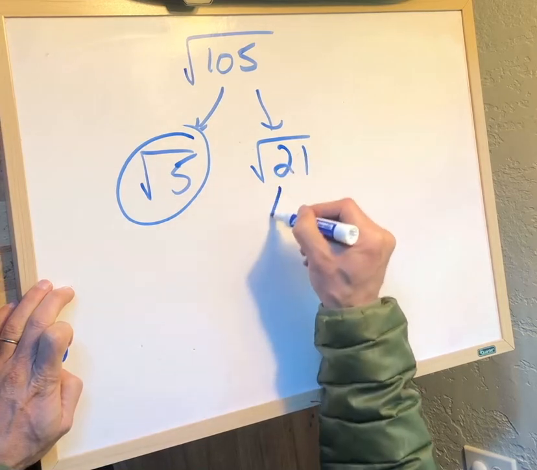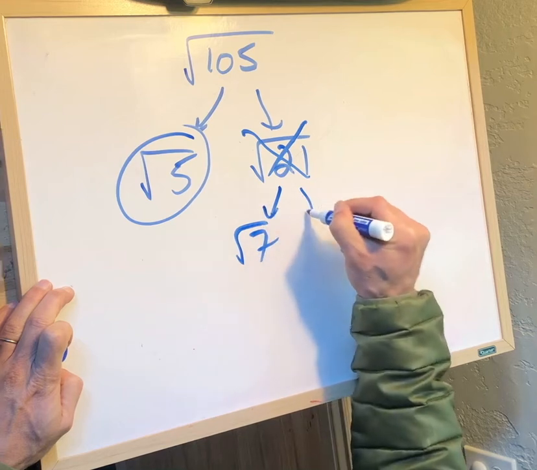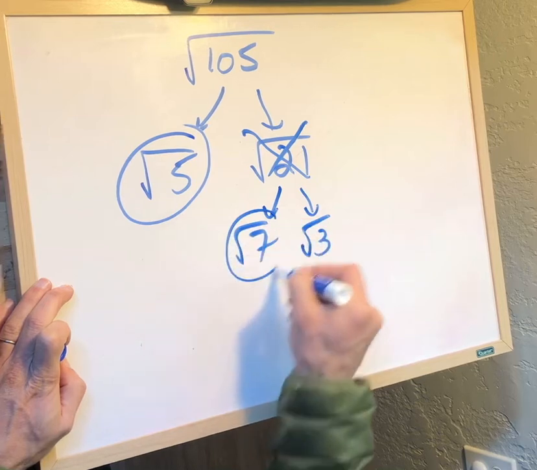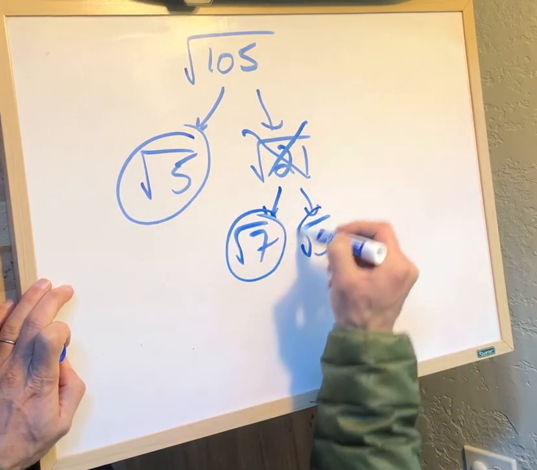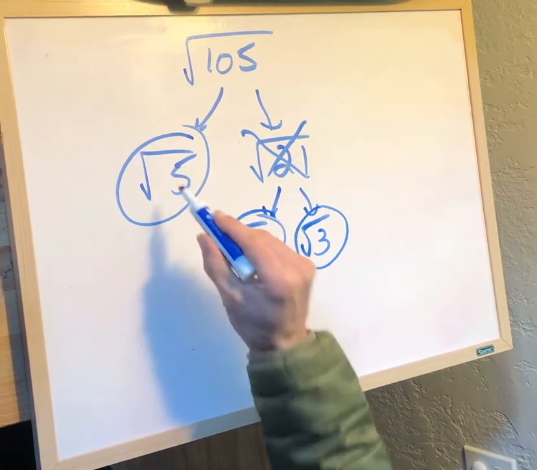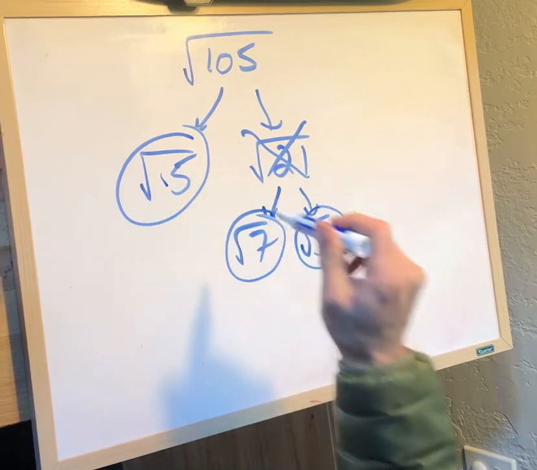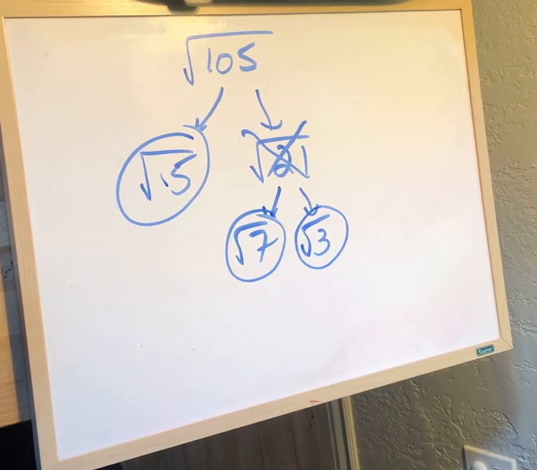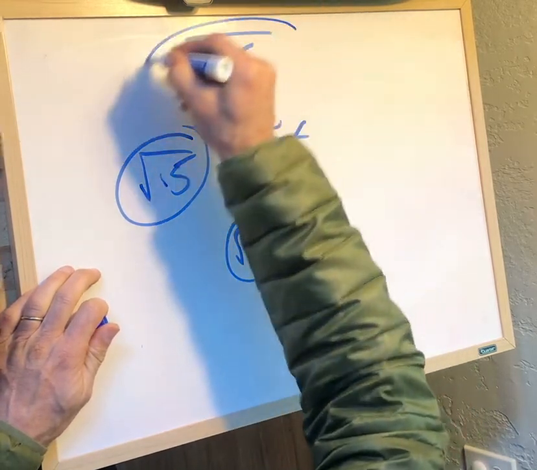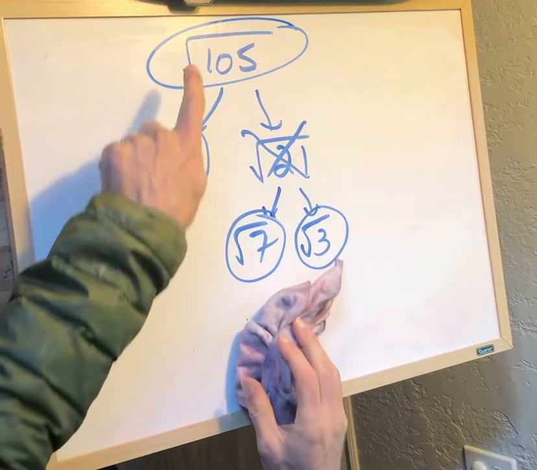Square root of 21, I can break down into square root of 7 times the square root of 3. Square root of 7, I can't do anything with. Square root of 3, I can't do anything with. Notice you cannot pull a whole number from here, here, or here. So whenever you can't pull out a whole number to get a perfect root, you're left with the original. So the square root of 105 simplified is the square root of 105.